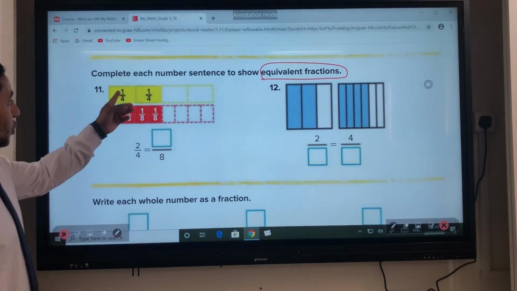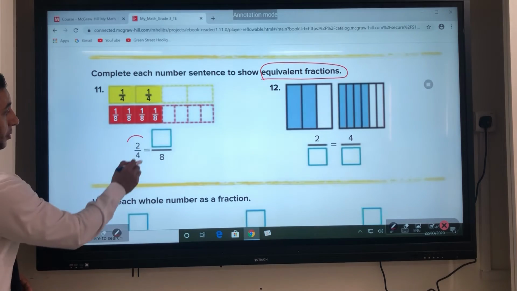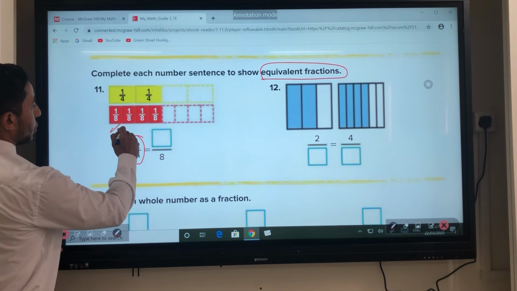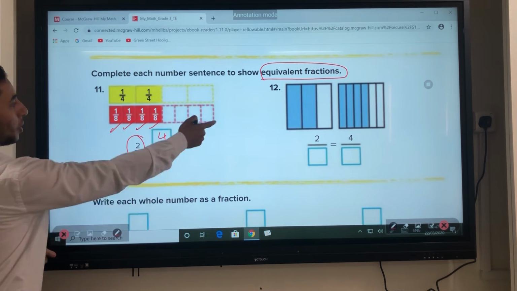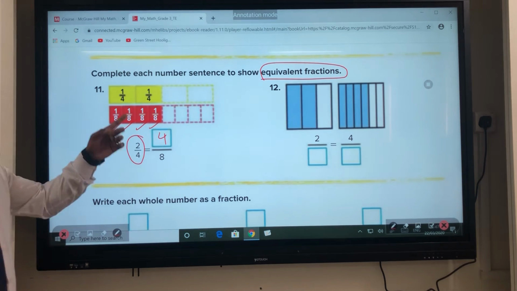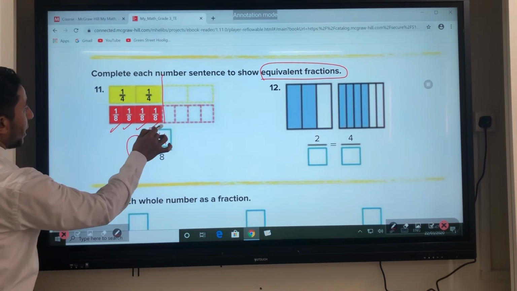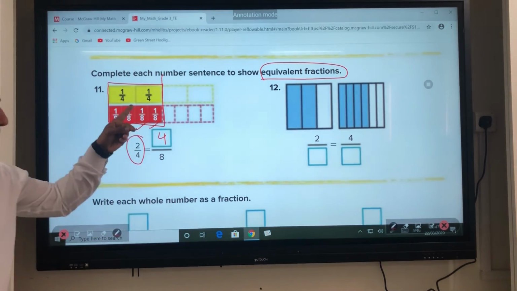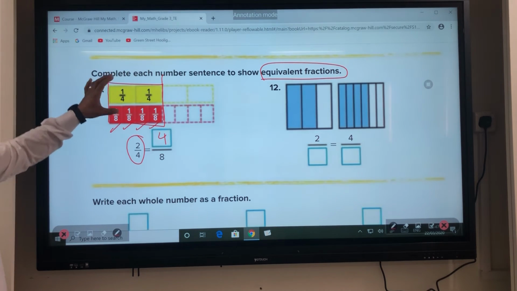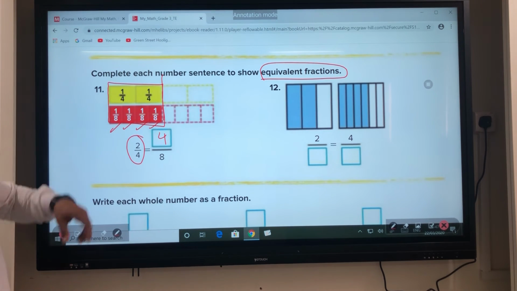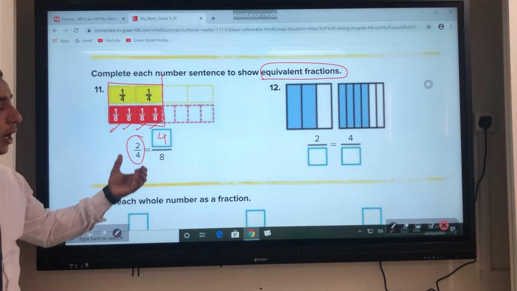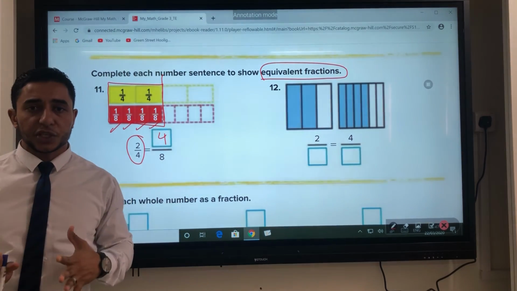So here 2 from 4. So 2 out of 4. And here, how many shaded parts? 1, 2, 3, 4. So 4 from 8. Are the two shaded parts equal or not? Yes, equal. If you compare the first model and the second one, it will be the same shaded part, as you can see. So 2 over 4 equals 4 over 8, yes, and they are called equivalent fractions.